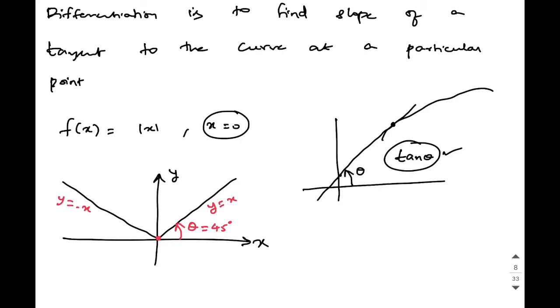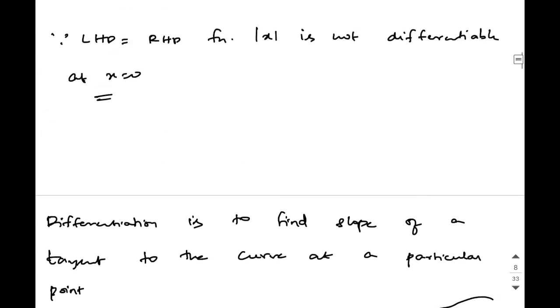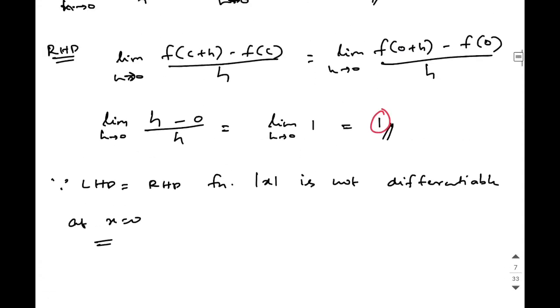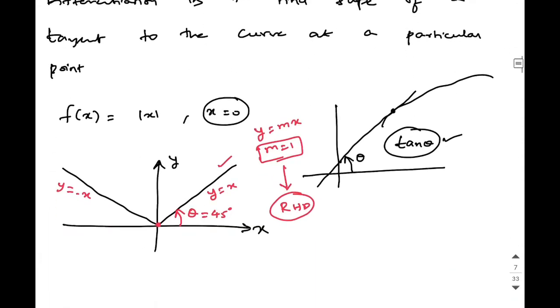Right, this is a known fact because y is equal to x, when I compare it with y is equal to mx, what is the value of m? m is going to be 1. So the slope of this is 1. So this m is equal to 1 is mathematically, according to the straight line concept, the same m is equal to 1 that is nothing but the right hand derivative with respect to differentiation. That is why, if you observe, we got the answer as 1 here. When we did the right hand derivative, the answer came out as 1.